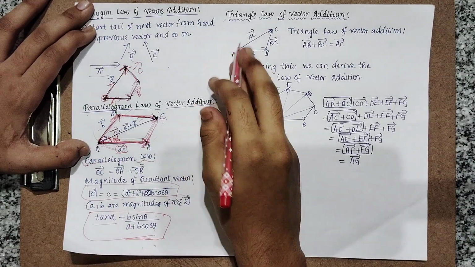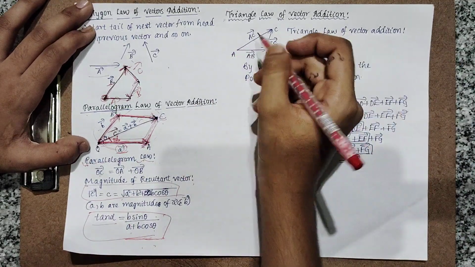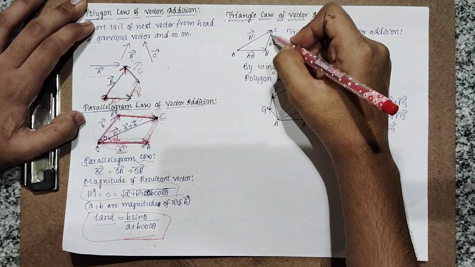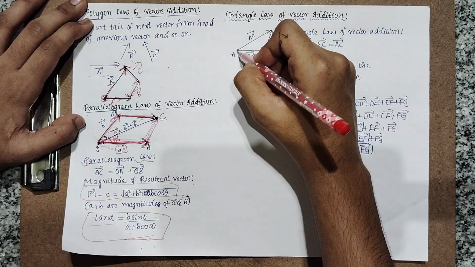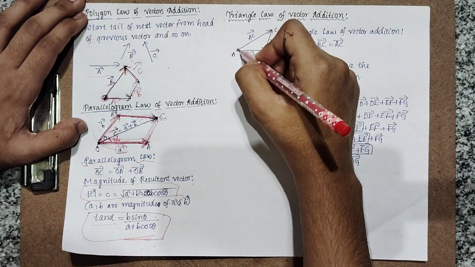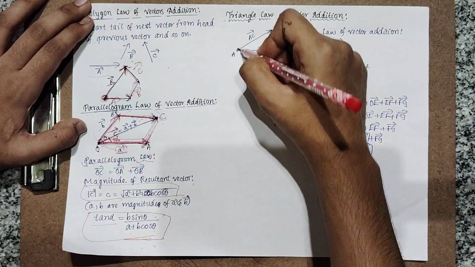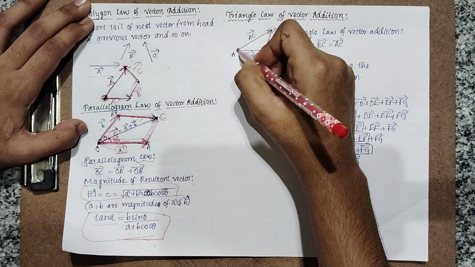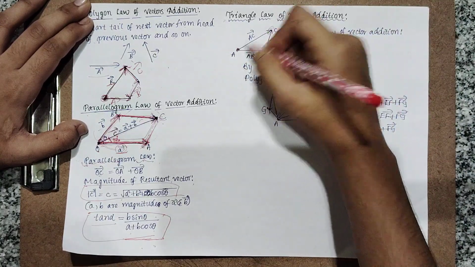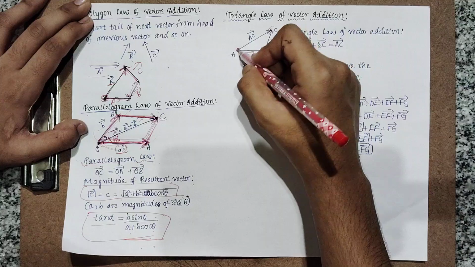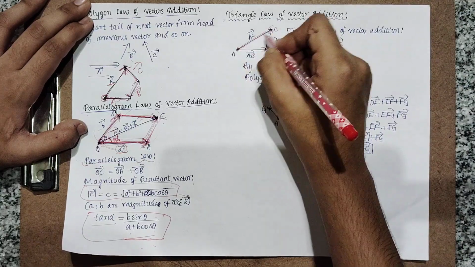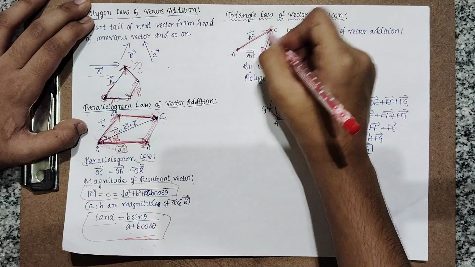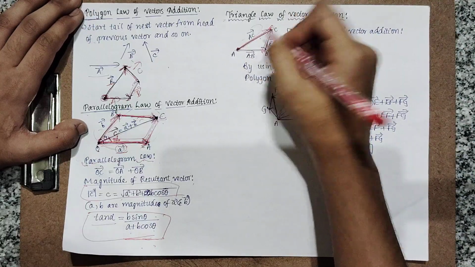Now coming to the triangle law of vector addition. See, let us suppose a vector AB bar and another vector BC bar. Now your resultant vector will be from the tail of the first vector to the head of the last vector. So this will be your resultant vector in this case. So AB bar, BC bar, and your resultant vector will be AC bar.